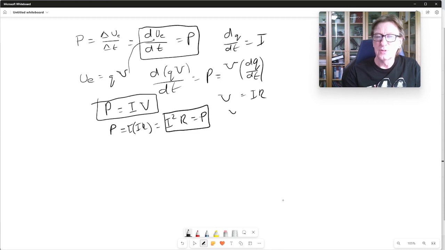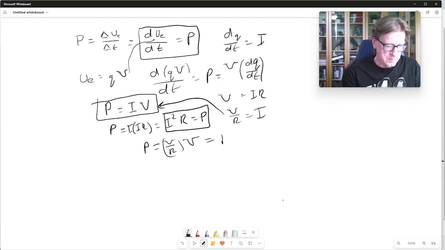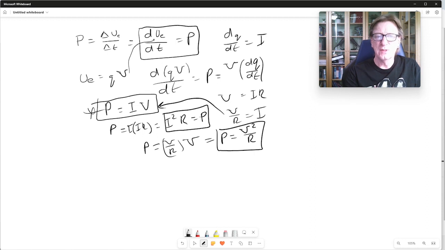So I'm going to move this over here, and V over R equals I, and I'll put that back in our original expression. And so I get P is equal to V over R times V. And so therefore, P must equal V squared over R. So all three of these forms are very useful, and you should be making a flipbook page that has each one of them. Which one you use just depends on what you have and what you want.